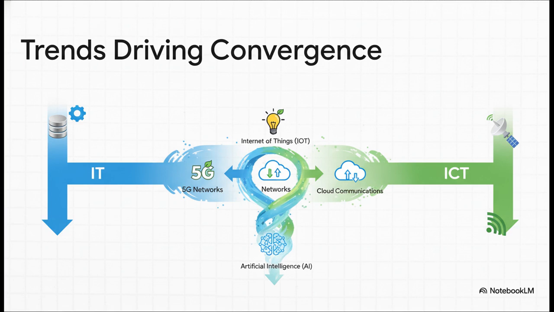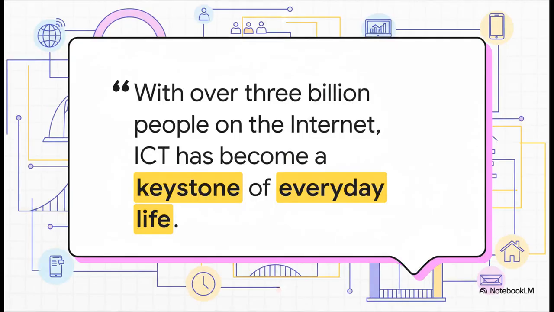Ultra-fast 5G is ICT infrastructure that makes powerful new IT stuff possible. The cloud merges massive data storage with real-time tools like video calls. And AI? It couldn't even exist without the giant ICT framework feeding it data and giving it the power to connect. This quote really puts it all into perspective. It says, with over 3 billion people having access to the internet, ICT has become a keystone of everyday life. I mean, that says it all.